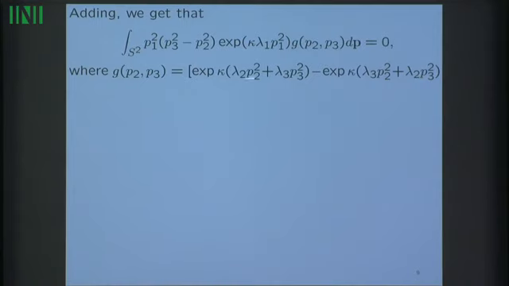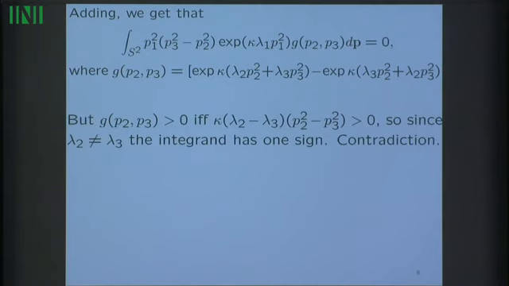And now we see the exponential is a monotone function, so this is positive provided this is bigger than this, which is exactly that kappa lambda 2 minus lambda 3 times P2 squared minus P3 squared is positive. So you see that, in fact, since I've got a P3 squared minus P2 squared here, the integrand has one sign, and it's not identically 0. That's a contradiction. So that's the proof of radial symmetry.